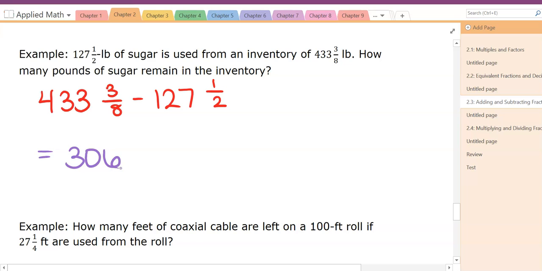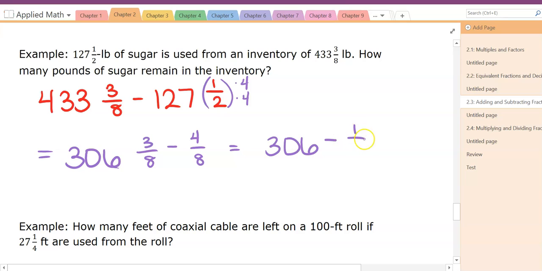Okay, what are we going to do to 1/2 to get it to be the same as 3/8? Times 4? So my fractions, I have 3/8 minus 4/8. So we're going to get a negative fraction here. So it ends up looking like 306 minus an 8. What would that be? Good. 305 and then 7/8, because you're just taking away an 8 from that whole number.